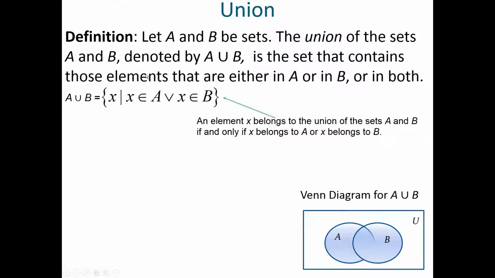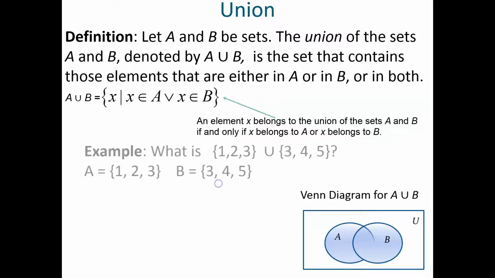So the definition of the union is: let A and B be sets. The union of sets A and B, denoted by A union B, is the set that contains those elements that are either in A or B or in both. What this is basically saying is all the elements of A and B or both combined will be your union.